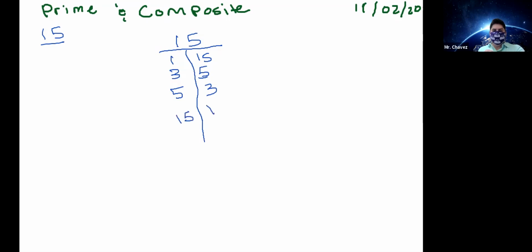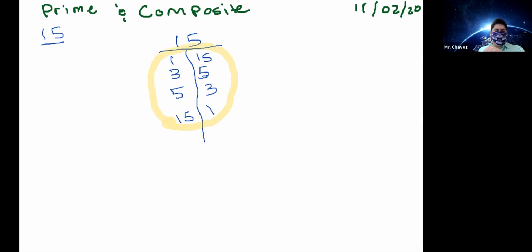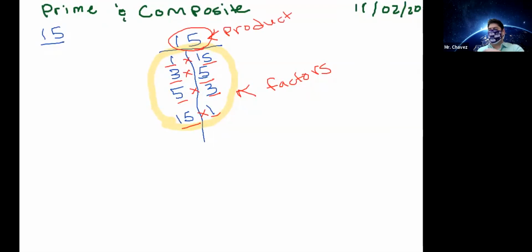15. So you see right here is all the factors. These that I'm circling and highlighting, all these are the factors. 1 times 15, 3 times 5, 5 times 3, 15 times 1. These are all factors that can help me get my answer, or the product, of 15. Is this making sense a little bit?